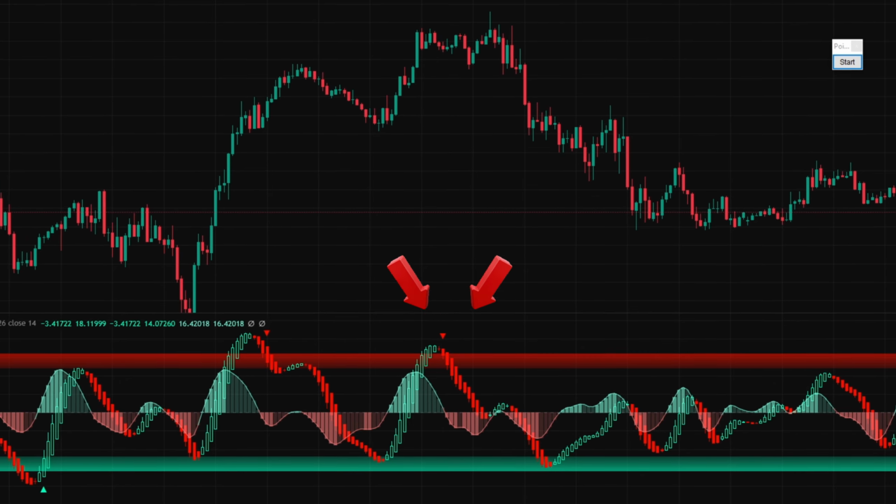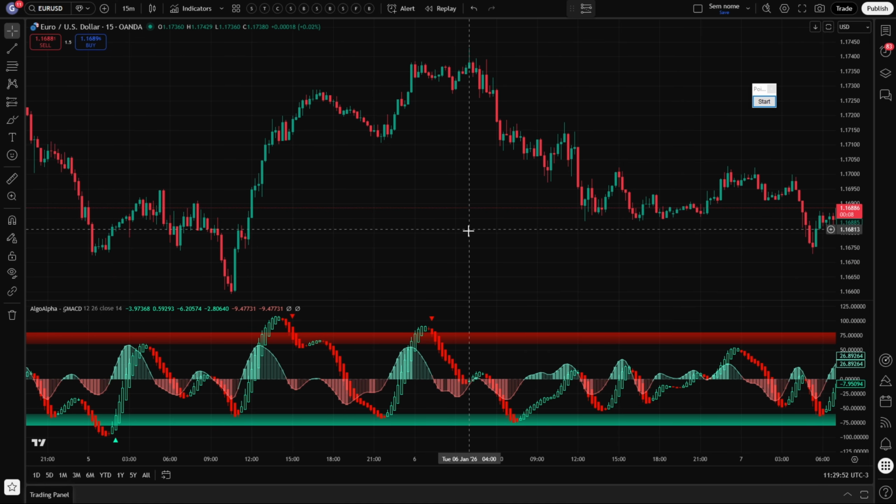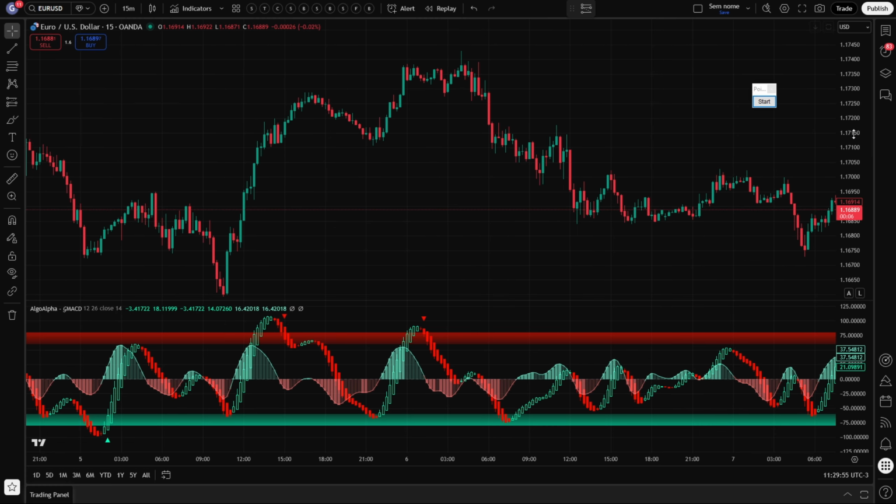But it's important to remember, overbought or oversold doesn't mean an automatic reversal. These signals should be used together with context, never alone. Therefore, allow me to demonstrate precisely how I personally apply this indicator in my trading strategies to execute my operations.